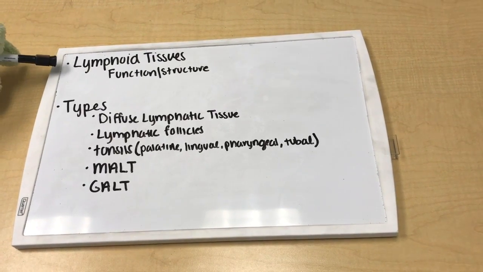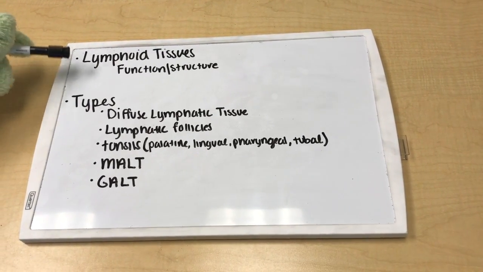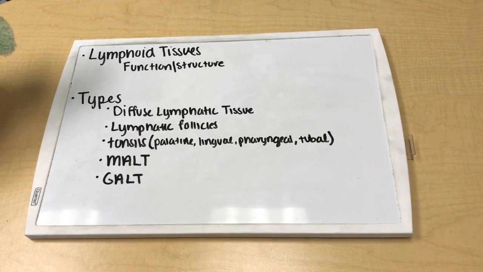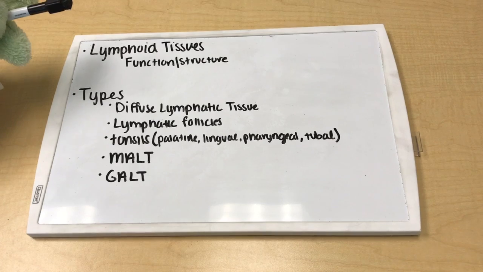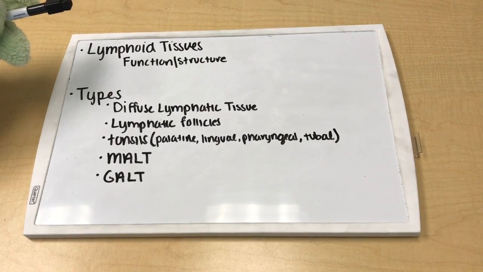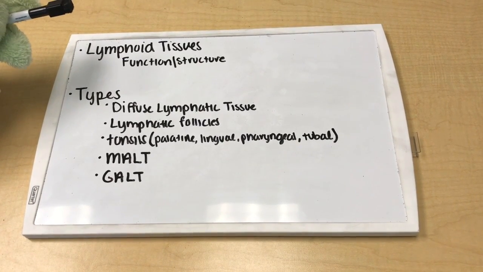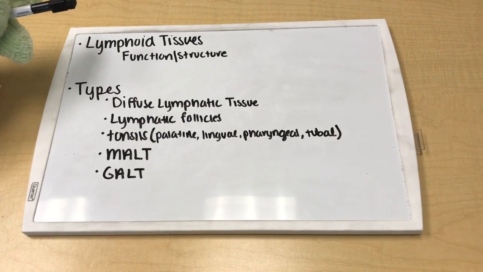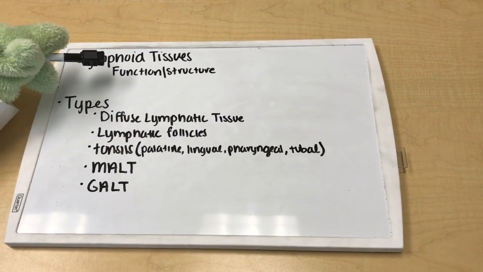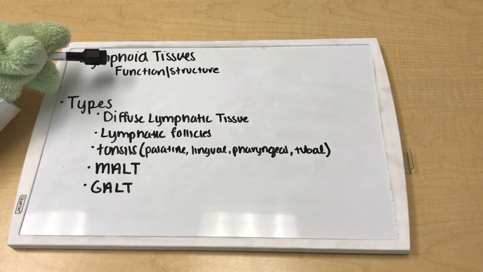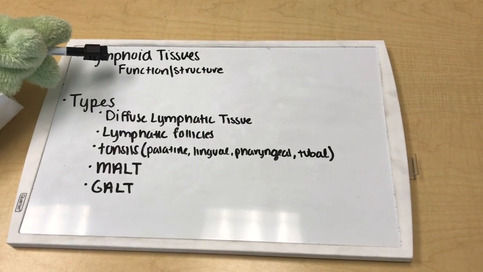Lymphoid tissues have two functions. One is to house lymphocytes. The second is to provide a place for immune surveillance. The structure of a lymphoid tissue includes connective tissue, which provides places for white blood cells to sit. There are 4 different types of lymphoid tissue.